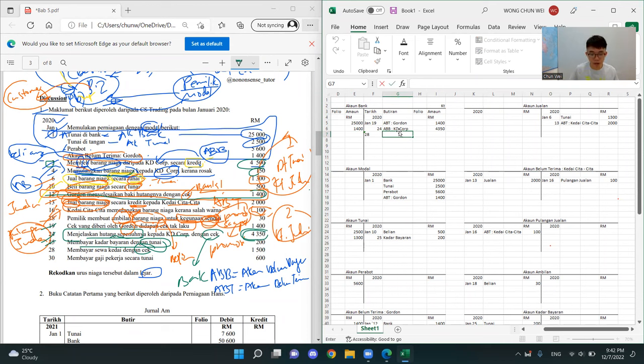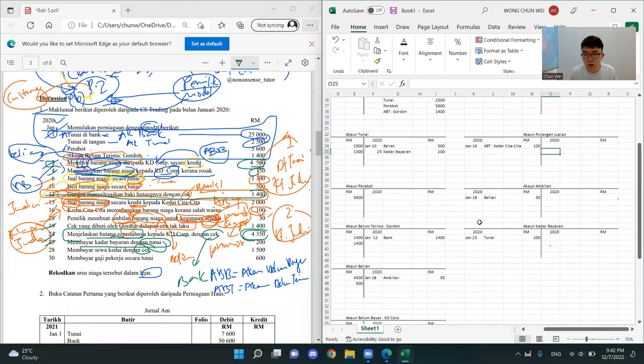This sewa is actually what? A sewa dibayar. So you are sewa dibayar. How much? 1,500. When I credit my bank, I need to debit what? Debit this account. Sewa dibayar. You buka satu account. Sewa dibayar.